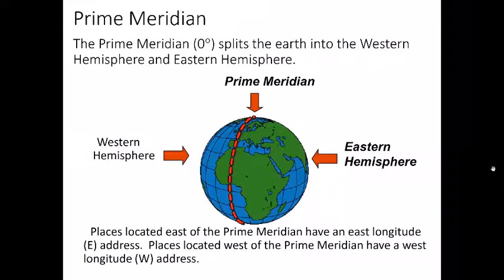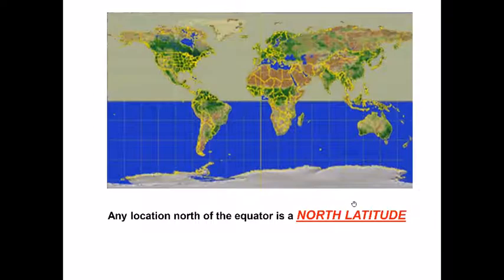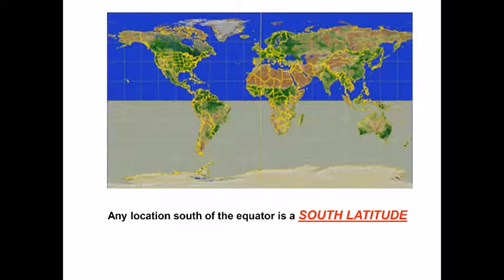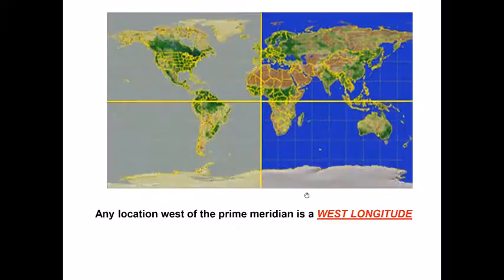So by using the prime meridian and the equator, we can divide the Earth into four hemispheres. Since the equator divides it into northern and southern hemispheres, and the prime meridian divides it into eastern and western ones. So, like we see over here, any location north of the equator is north latitude, and it comes under the northern hemisphere. And any location to the south of the equator is southern latitude and southern hemisphere.